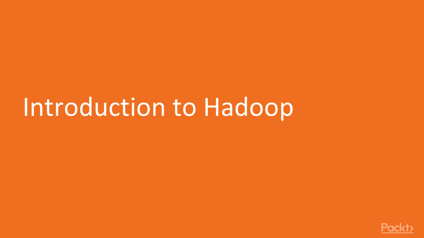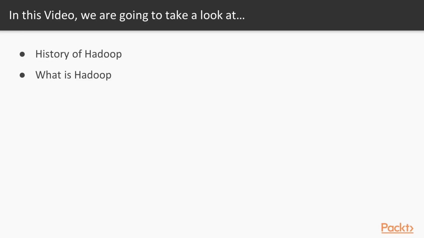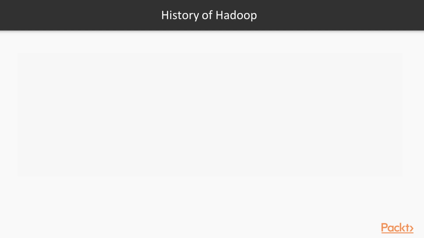Now we move on to the first video of this section, Introduction of Hadoop. In this video, we are going to look at the history of Apache Hadoop and what is Hadoop. Let's start with history of Hadoop first. Apache Nutch was originated by Doug Cutting in 2002. Nutch is a highly extensible and scalable open source web crawler software project.